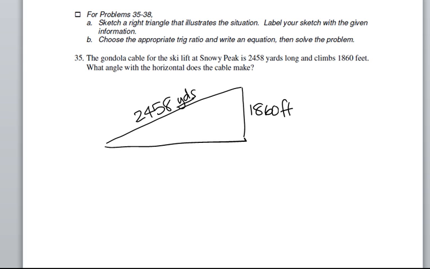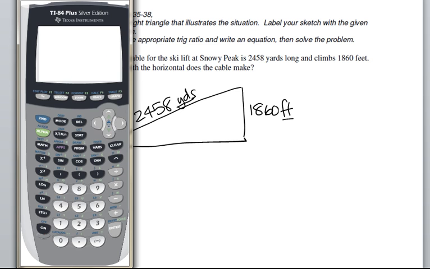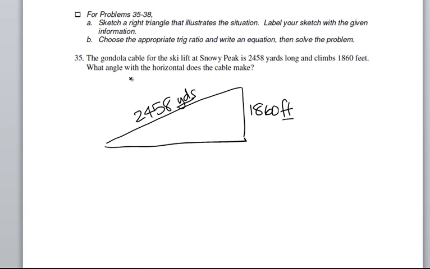And what you want to notice here is that this is feet, and then I also have yards. So it's a good idea to have your measurements in the same unit. Otherwise, your ratio is going to be off. So I think what I'm going to do is convert my yards to feet. So basically I have to multiply by 3. So 2,458 times 3, because there's 3 feet in a yard, is 7,374. So this is equal to 7,374 feet, and I'm going to use that.